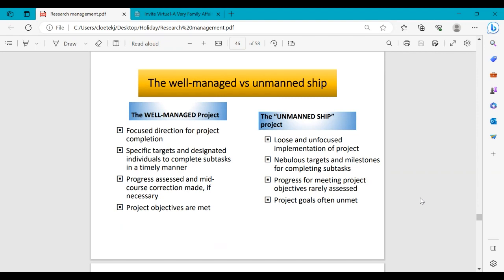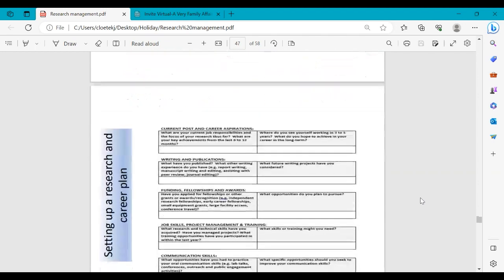Remember also the difference between a well-managed project and an unmanned ship. So if you don't manage your work well and plan for it, you may have a loose and unfocused implementation of your project. You don't reach your milestones, you don't finish your thesis in time, all these bad things happen. Whereas if you manage and check that you're still on track with your project, you have a focused direction, you reach your targets, you publish well, and you hand in your thesis in time.